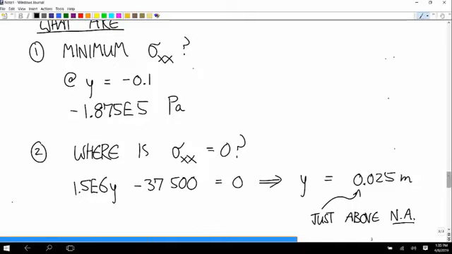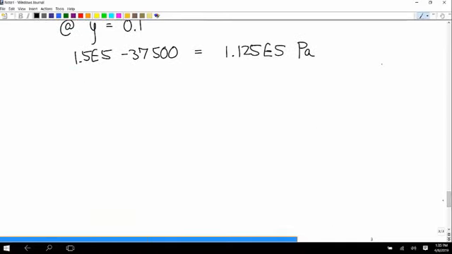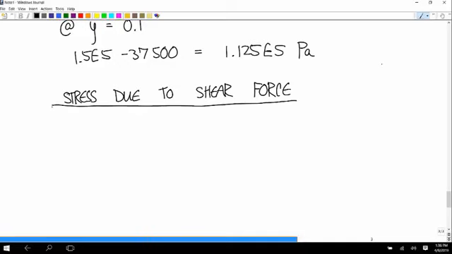is stress due to shear force. And this is always going to be an XY stress element.